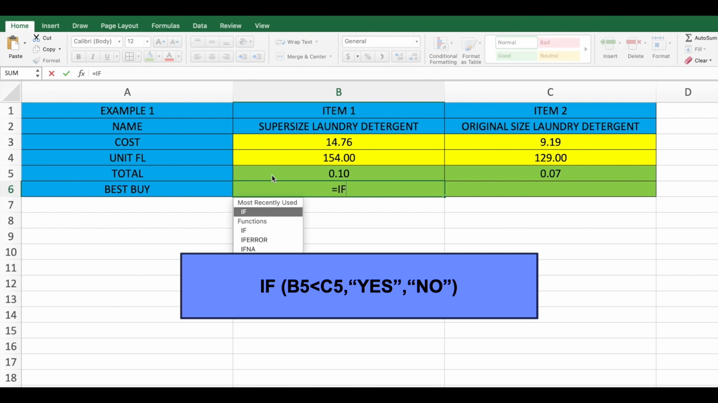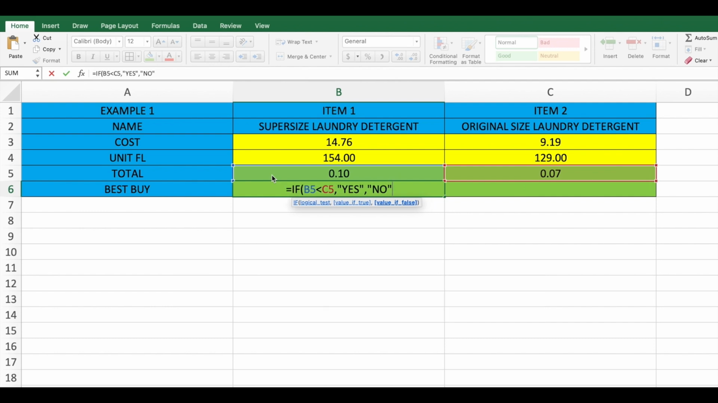Now, in cell B6, we enter the displayed Excel if statement formula, which calculates if B5 is less than C5 the first argument, yes, will be chosen, but if B5 is greater than or equal to C5, the second argument, no, will be chosen. But because B5, which is 0.1, is greater than C5, which is 0.07, the formula chose the second argument, which is no.